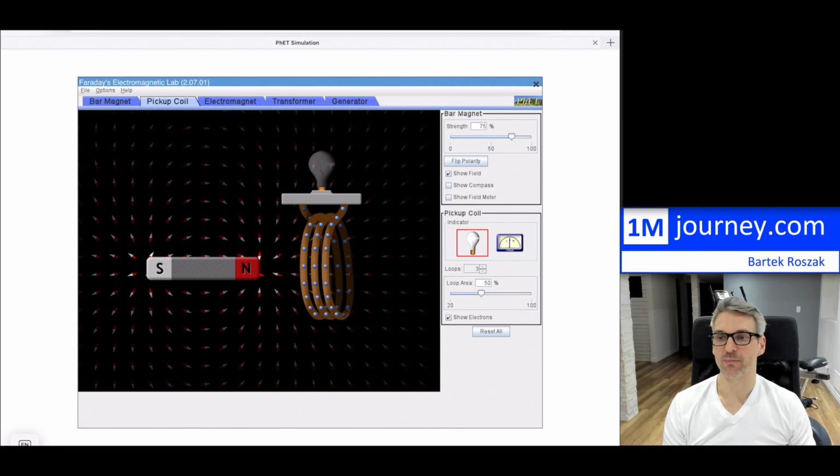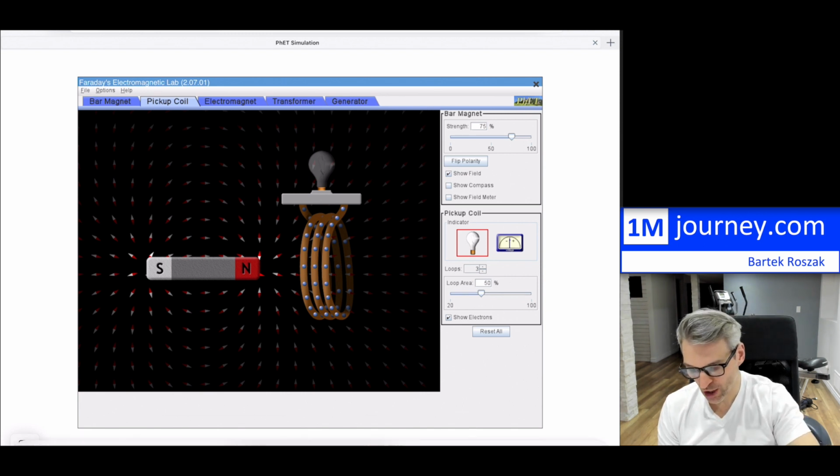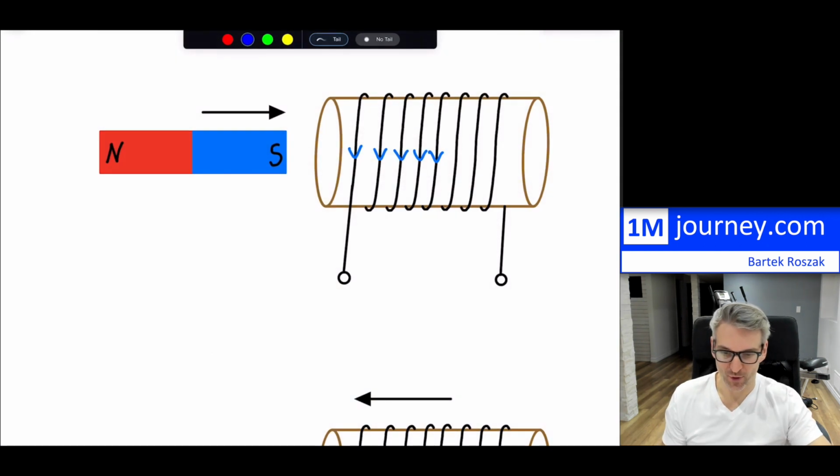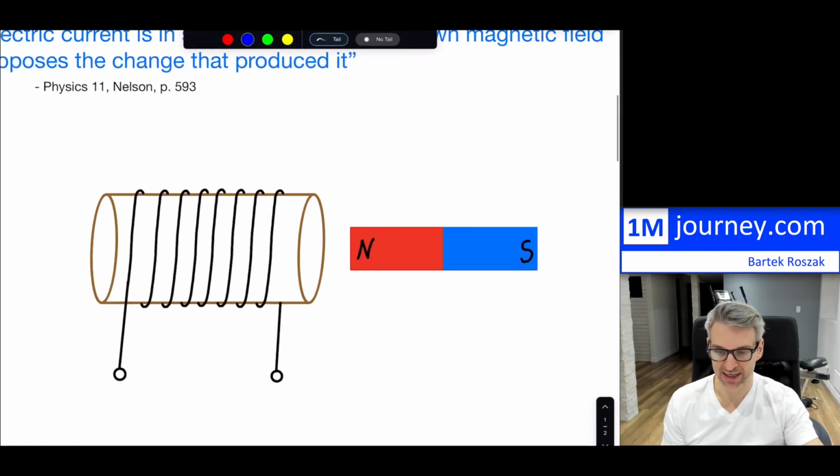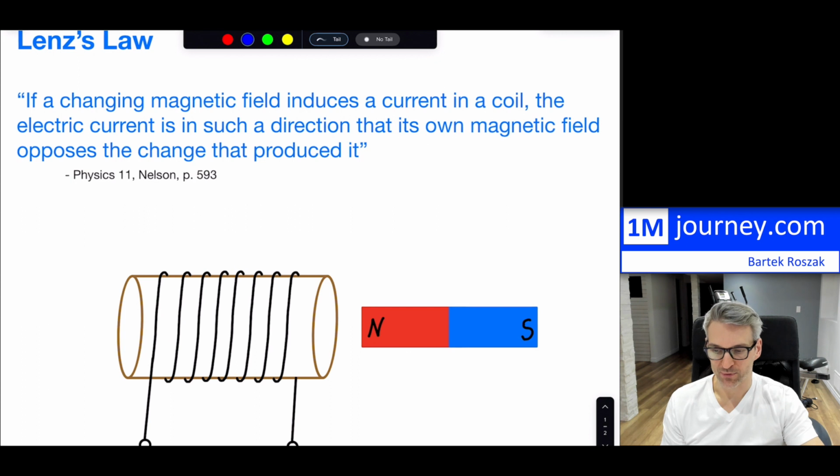So they have bar magnets. This is the pickup coil, which is the second one that you have. There's a second tab on the left-hand side, and you can play with it. All right, so that is it for this video. I hope that it gives you a sense and an introduction to Lenz's law.